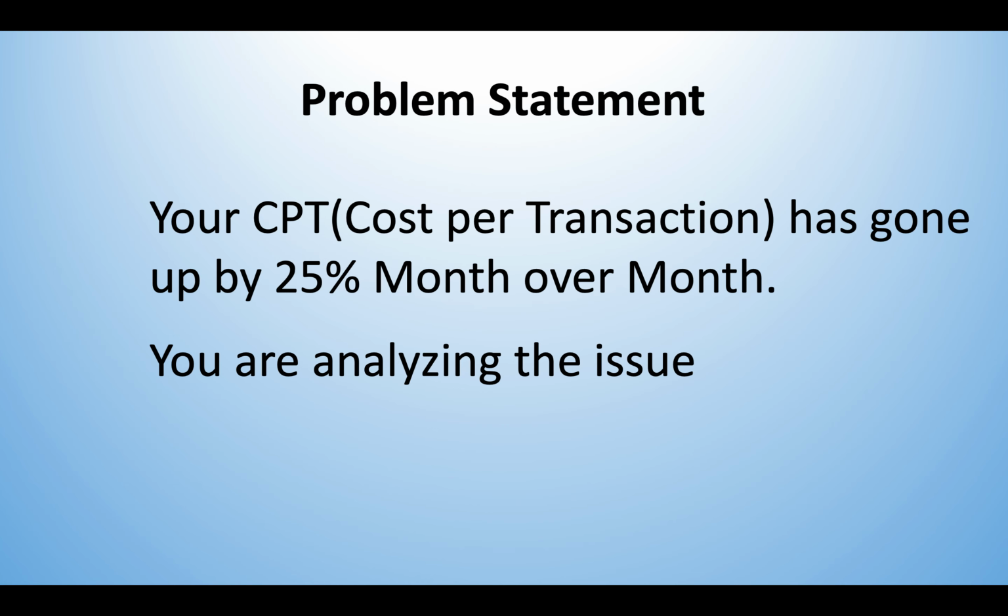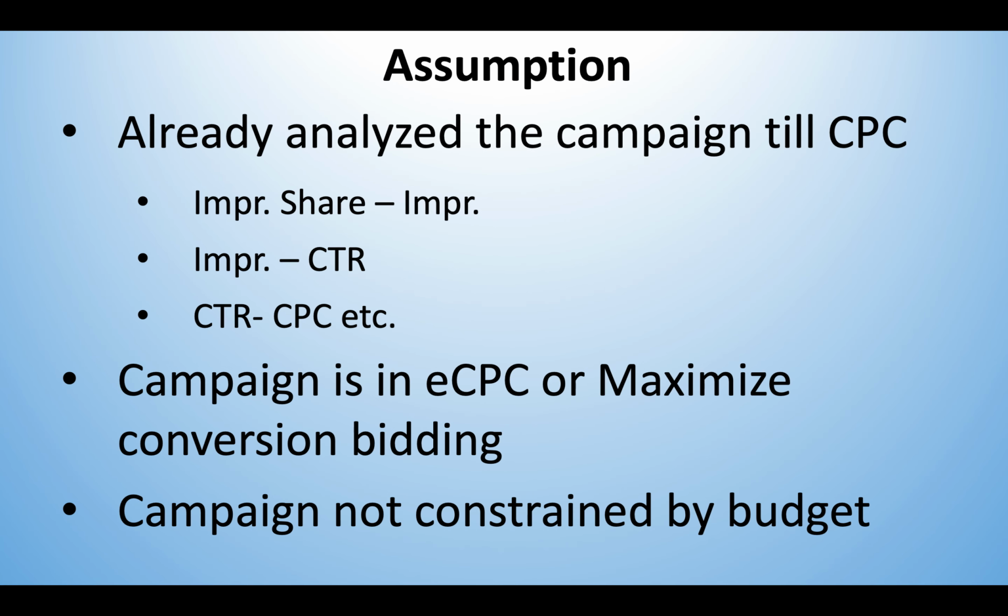The problem statement which you are trying to solve is your CPT, that is cost per transaction, has gone up 25% month over month, last month versus this month, and you are analyzing the issue. There are a few assumptions while solving this problem.